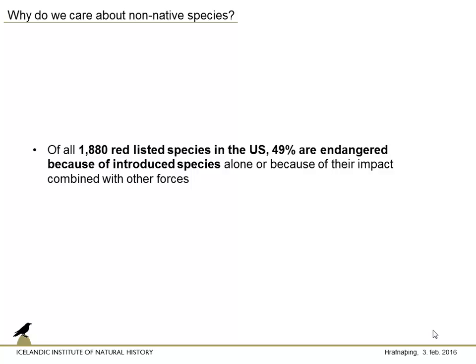As we can see, of all 1,800 listed species in the US, 49% are endangered because of introduced species alone or because of their impact combined with other forces, like, for example, pollution or harvest.